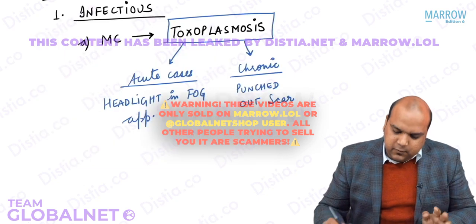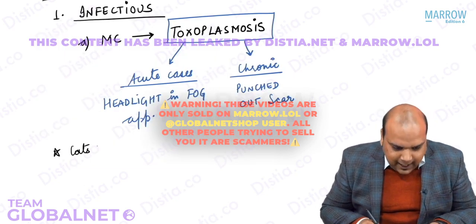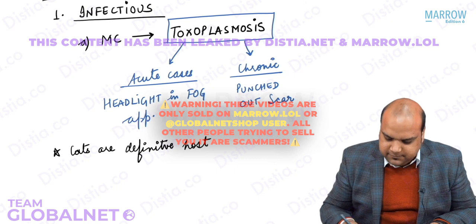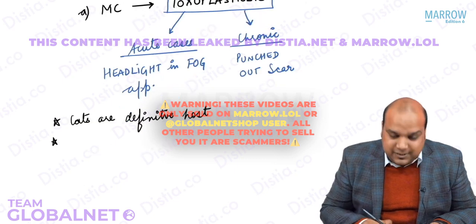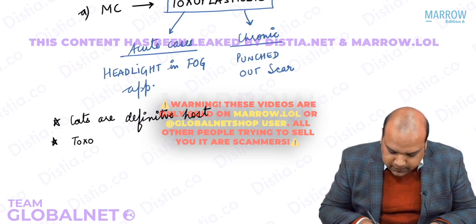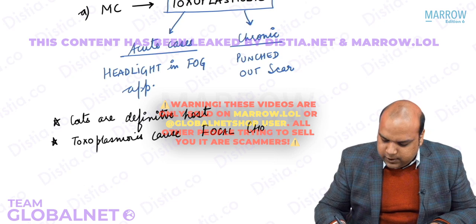Now, moving back, everybody, we should remember that cats are the definitive host for toxoplasma. I have mentioned the word foci of granuloma. Yes? So we say toxoplasmosis causes focal chorioretinitis.